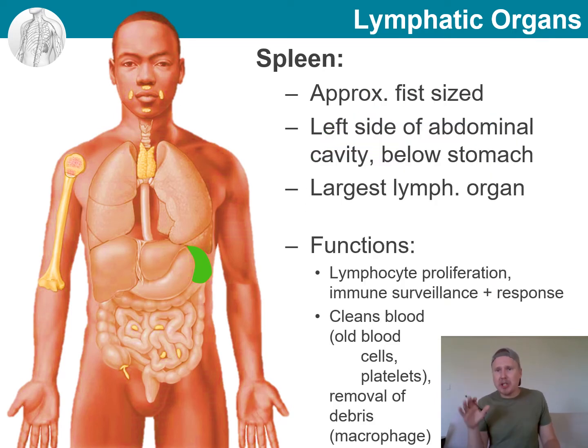And now we should have a look at some of the functions that are associated with the spleen. It is a site of lymphocyte proliferation and immune surveillance and response. Also, the spleen cleanses blood of aged blood cells and platelets, with macrophages removing the debris.